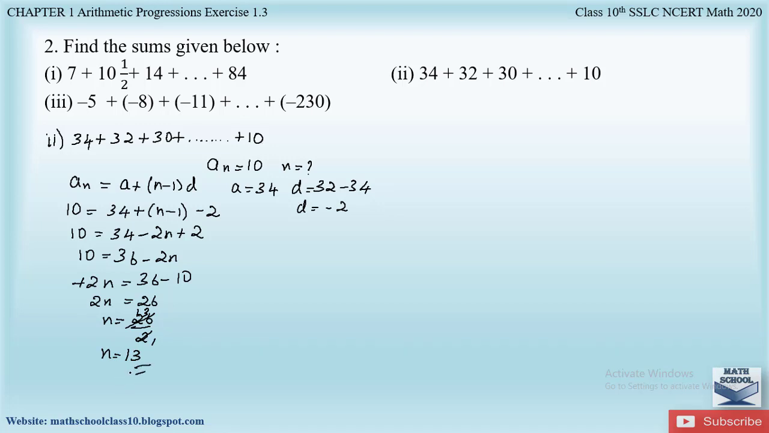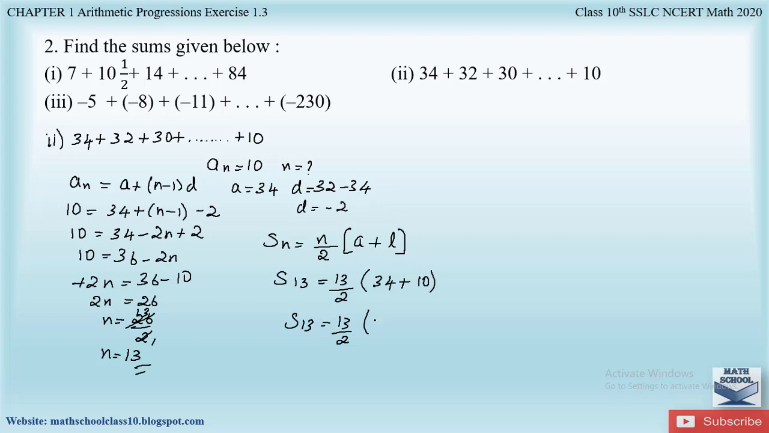So we got the n value. Now using this n value, we will find the sum. Since the last term of the AP is given, we can use the formula Sn is equal to n by 2 into a plus l. We can use this formula since the last term is given and we know the first term and the n value. So let us calculate the sum for 13 terms. S13 is equal to 13 divided by 2 into 34 plus 10, and 34 plus 10 is 44.